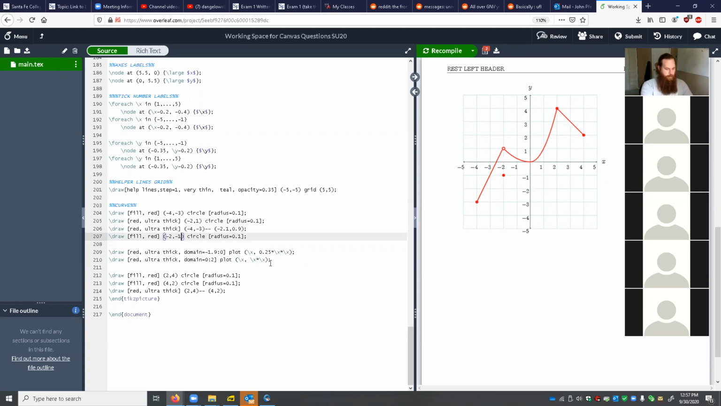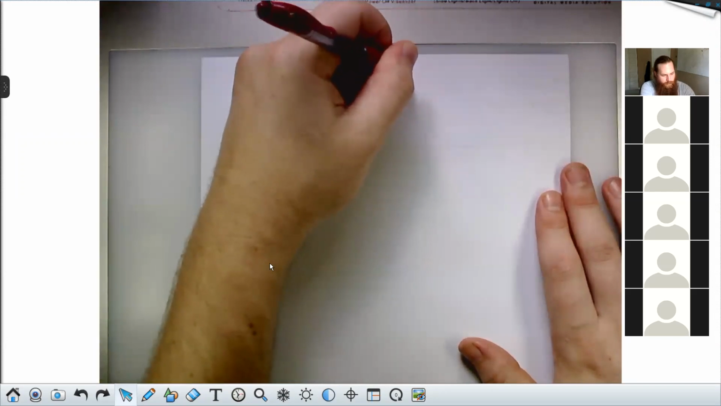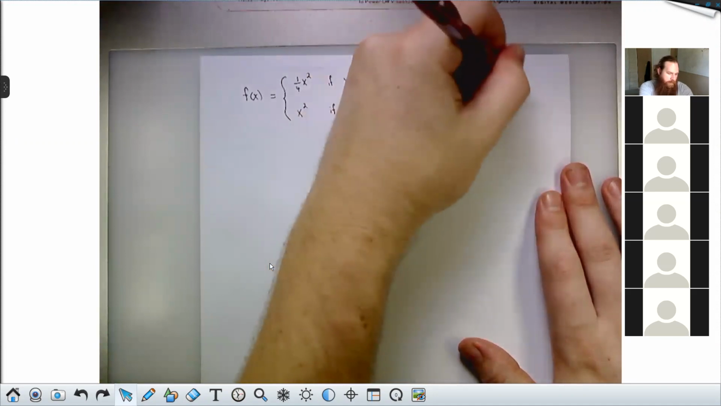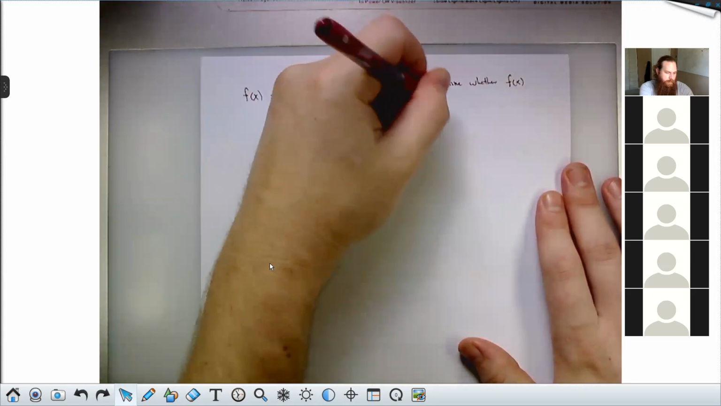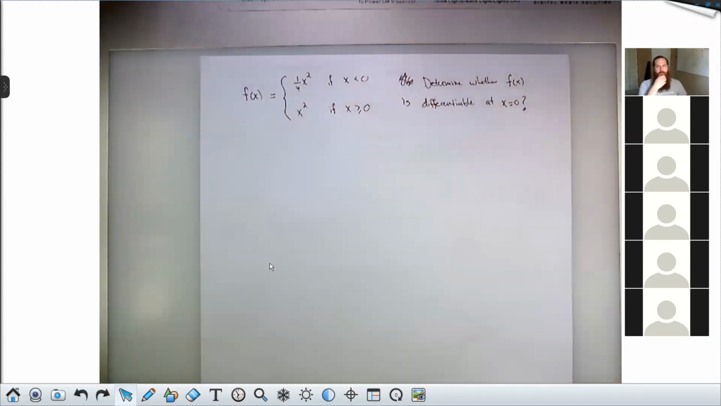So the function I have graphed there in red for you, I'm just going to take from -2 to 4. I'll write this down and then we'll come back. It is 1/4 x squared if x is less than 0, and plain old x squared if x is greater than or equal to 0. So let's determine whether f of x is differentiable at x equals 0.